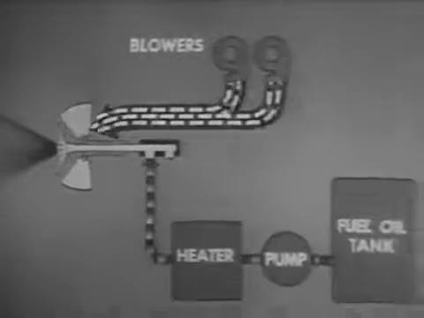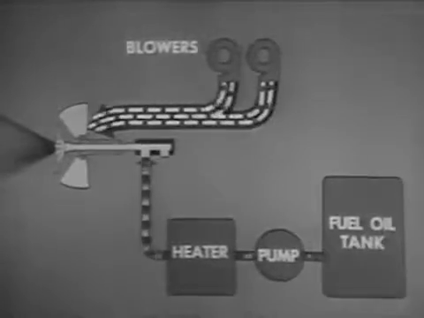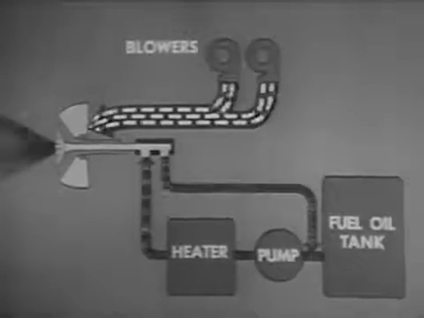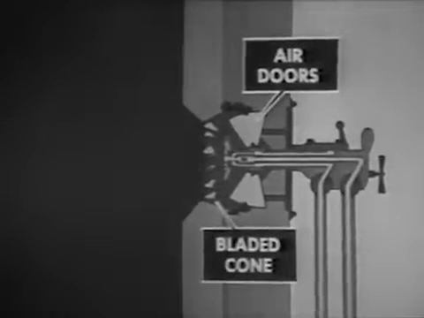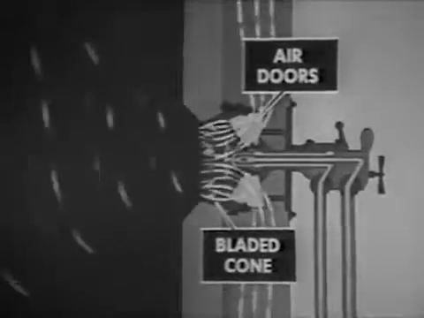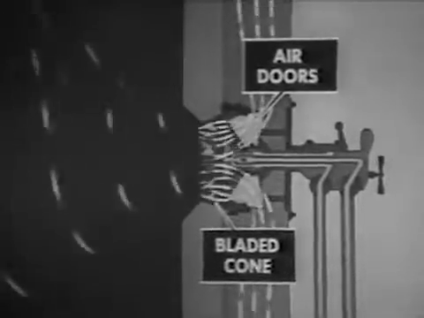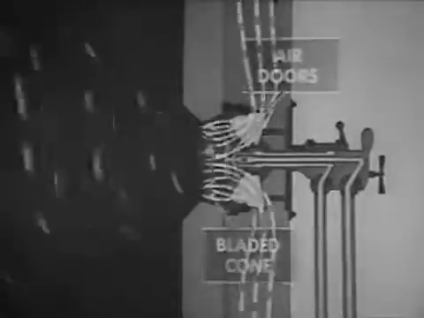In this type burner, only part of the oil that goes through the burner is actually burned. The remainder returns to the fuel oil pump. Air doors and a bladed cone give the whirling motion to the air that enters the register to mix with the oil, as in the burner seen previously.